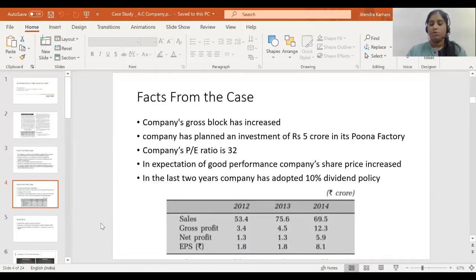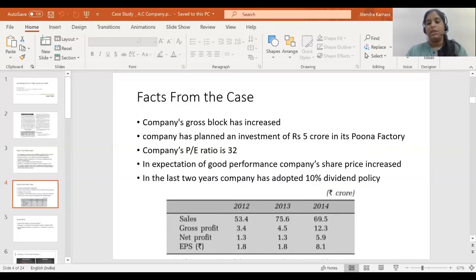Company has also invested its money into assets, that is gross block, fixed assets. Company has increased its gross block from 20 crores to 22 crores in the year 2014. Company has also planned an investment of rupees 5 crore in its Pune factory in the year 2015, and the company's price earnings ratio seems to be 32. The higher the PE ratio, the better the company's financial position is.